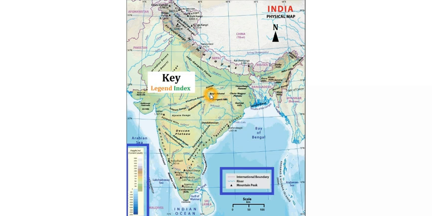Now, another important thing is the key. It can also be called a legend or index. The key or the legend shows the signs and symbols which are used in a map. Here we have one set of keys. It shows three different symbols.